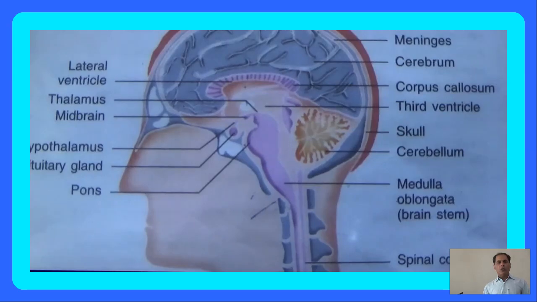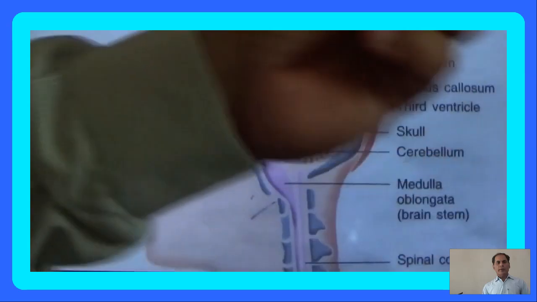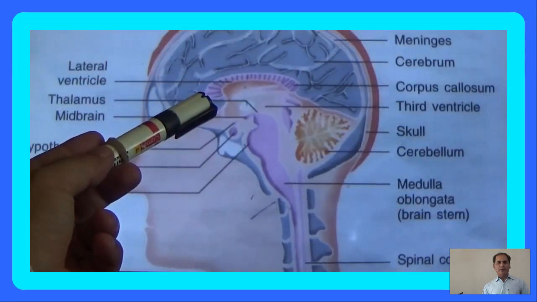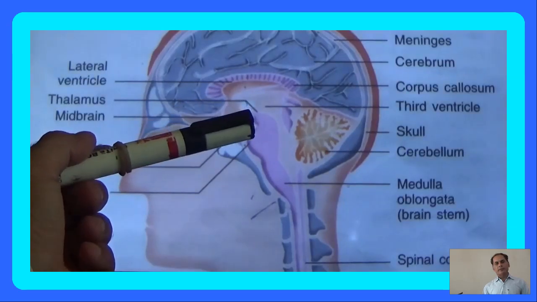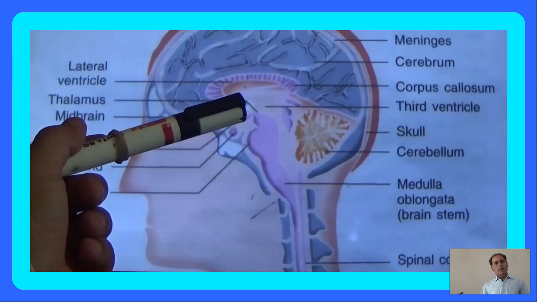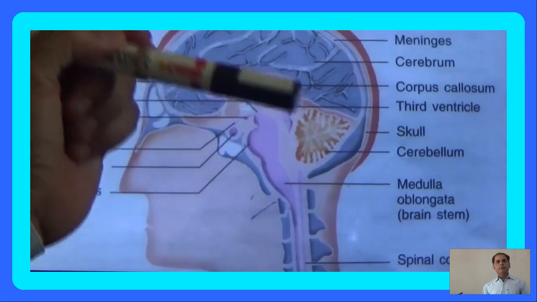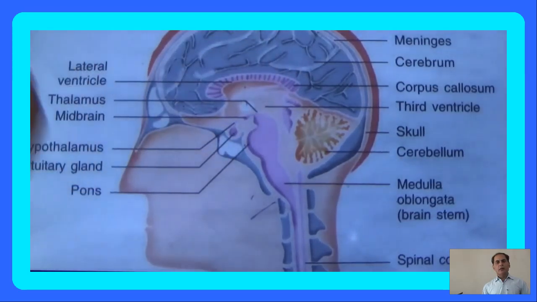In part 2, first of all we will see the division of nervous system. The nervous system is basically divided into two parts, that is central nervous system and peripheral nervous system. The central nervous system is the center of control and coordination of all body activities. It consists of brain and spinal cord.